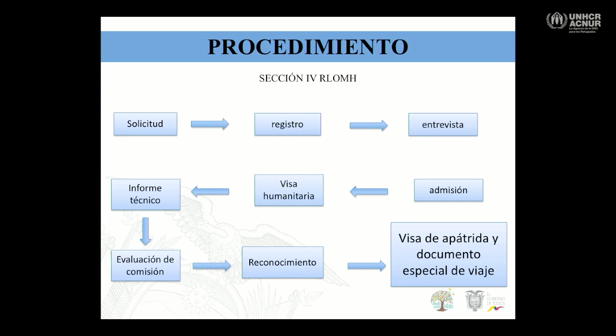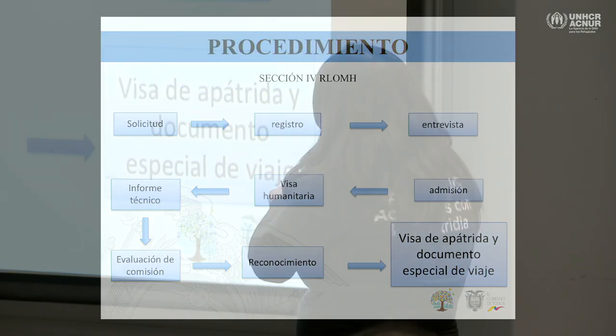And in here we have the procedure. And within this procedure, it is important to explain that this is very similar or quite the same as we have with the asylum seekers. This starts with an application, we have the registry, and we pass this interview. And this interview gives us all the inputs to see if the person is eligible for the procedure.